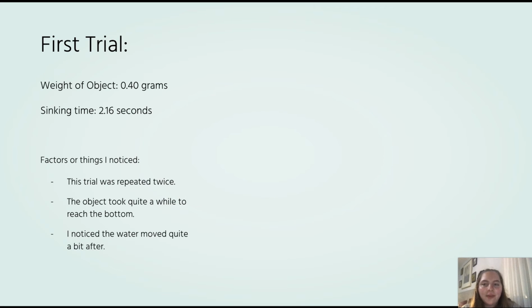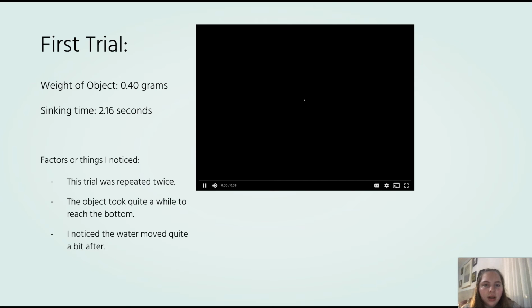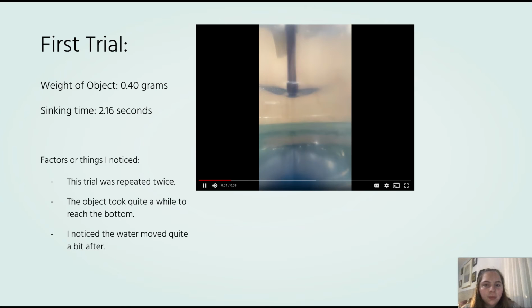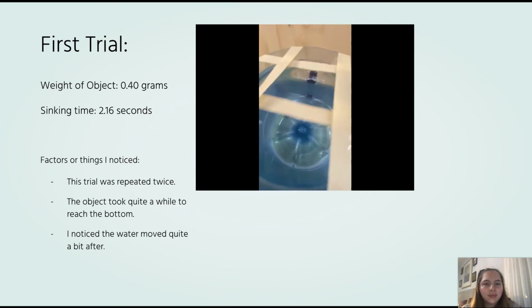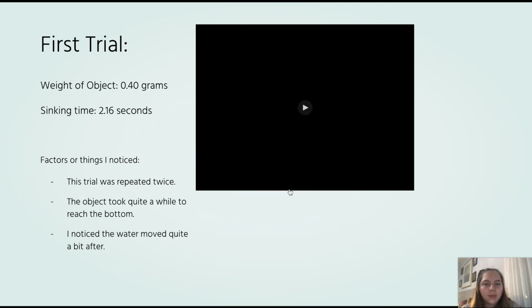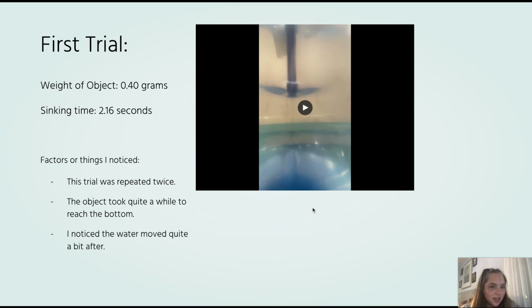So now for my first trial. Here is my first video. So as you can see, that was the single paper clip, which weighed 0.40 grams, and it had a sinking time of 2.16 seconds.